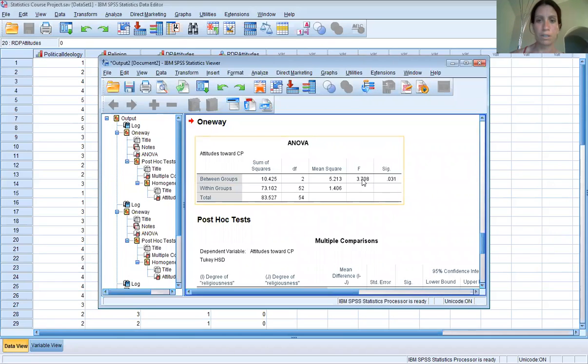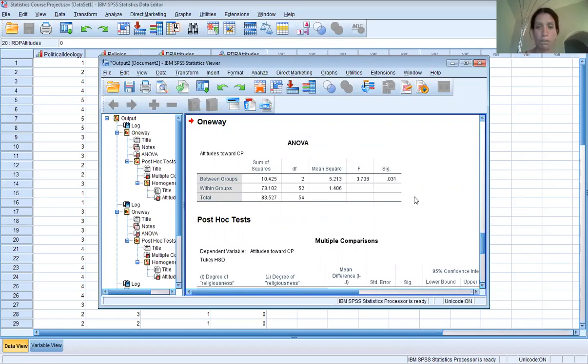Now you see the output. My obtained F value is 3.708. That obtained value is greater than my critical value of 3.07. So I would say that because my obtained value is greater than my critical value, I reject the null hypothesis and my research hypothesis is supported.